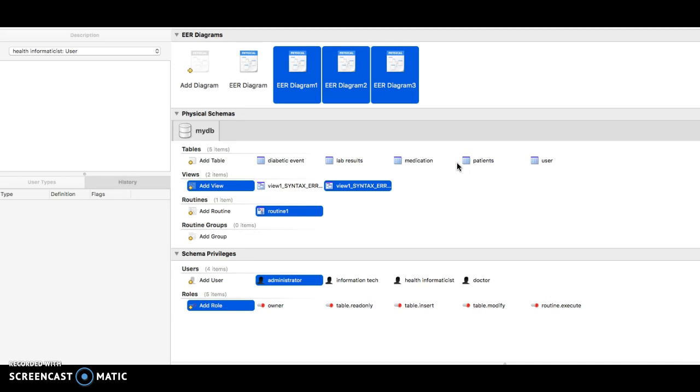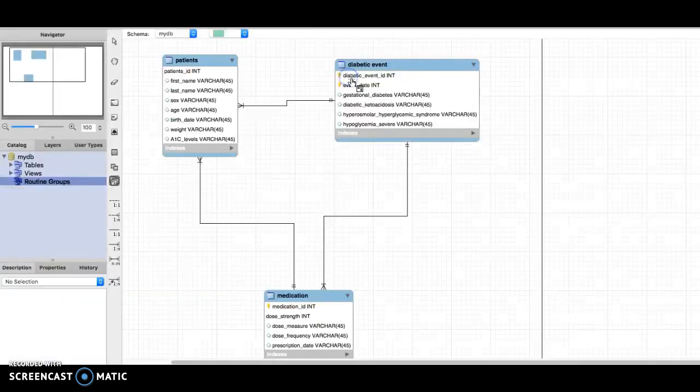Next, an EER diagram was created, and interactions between the different tables were established. The most prominent interactions that were displayed were the interactions between the diabetic event, patients, and the medications. These 3 were chosen in order to allow for healthcare professionals to be able to establish treatment options as well as to increase patient care overall.